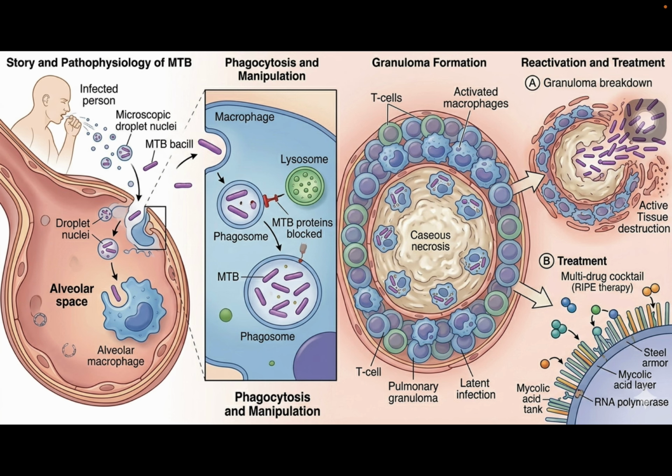Now look into the bottom right-hand set. So here we could see a mycolic acid tank and steel armor. The unique cell wall morphology is key to its resilience. It features a dense mycolic acid layer rich in long fatty acids. This creates a waxy hydrophobic barrier that is virtually impermeable to gram stain and many common antibiotics. This layer is often referred to as the organism's steel armor.